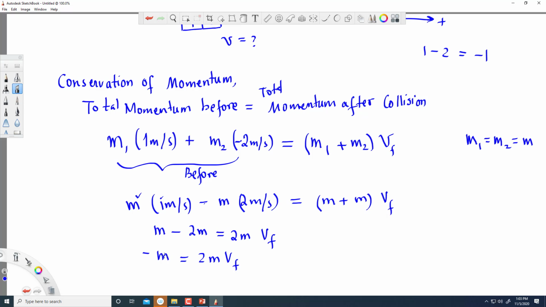Now we have m on both sides. When you have m on both sides, you can cancel them, or sometimes people divide both sides by m. So you can cancel m. What is left here? We have 1 left on the left side, we have 2 left on the right side. I want Vf, so divide both sides by 2, cancel that. So that gives me Vf is negative 1/2, which is negative 0.5 meters per second.